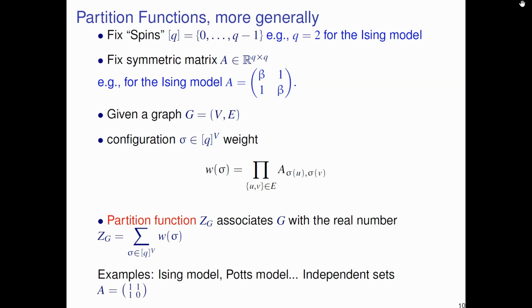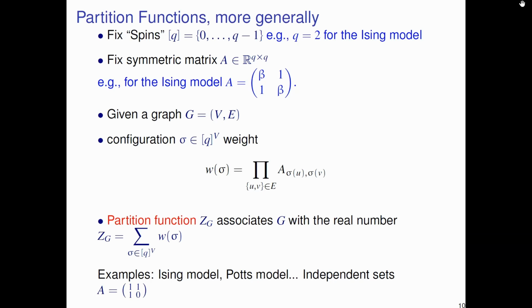And in order to define the partition function, I'm going to fix a symmetric matrix, which tells me how the spins interact with each other. So it's going to be a Q by Q matrix. So for the Ising model, I have a beta interaction on 0, 0, a beta interaction on 1, 1. The other interactions are 1. And then given a graph, a configuration just assigns a spin to every vertex. And what's its weight? Well, we multiply along all the edges of the graph the interaction of the spins from the matrix, okay? And then the partition function, this is just strictly generalizing what we've done with Ising, just sums those up.